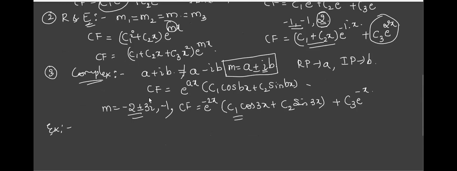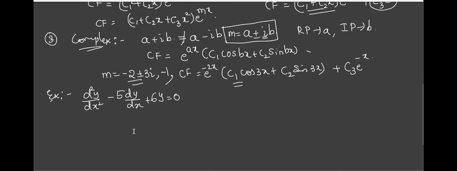Solve the following equations. The usual question will be given in this format: d square y by dx square minus 5 dy by dx plus 6y equal to 0. Tell me what is the order of this differential equation? 2, second order. The highest order derivative present is second order, so the order is 2.